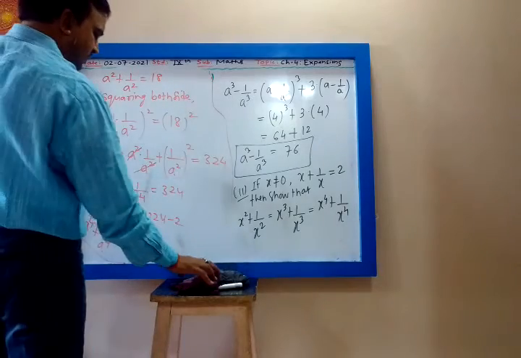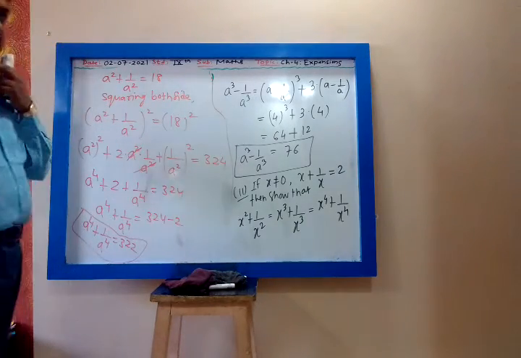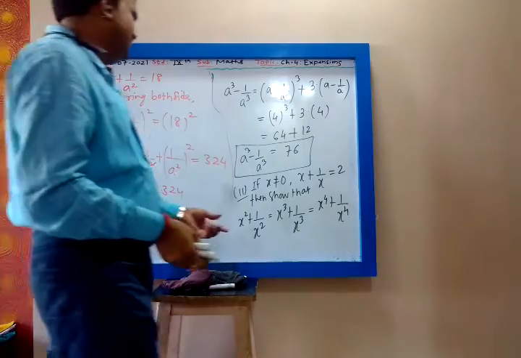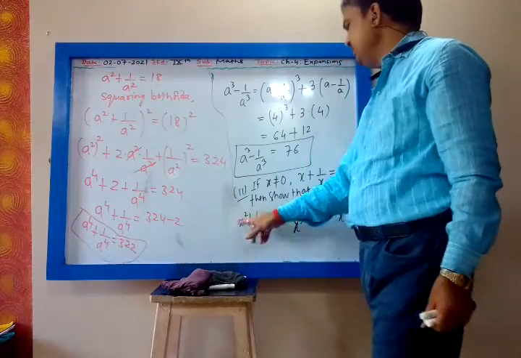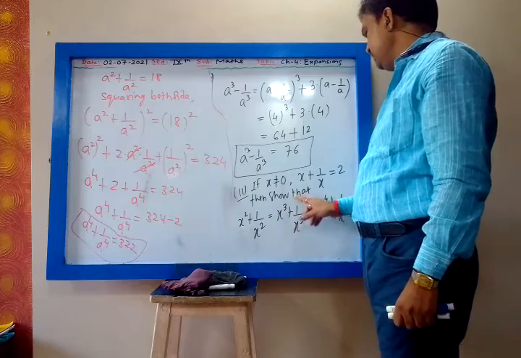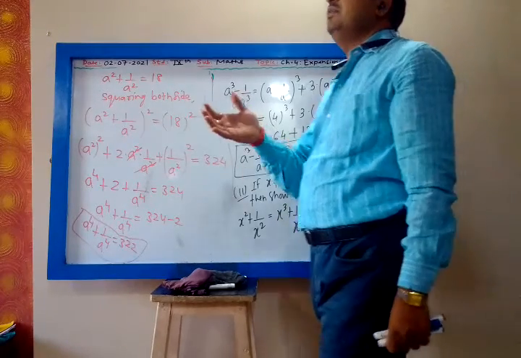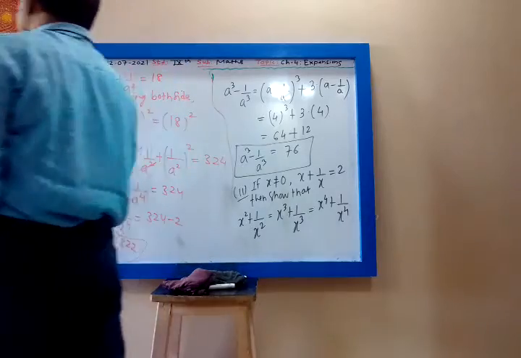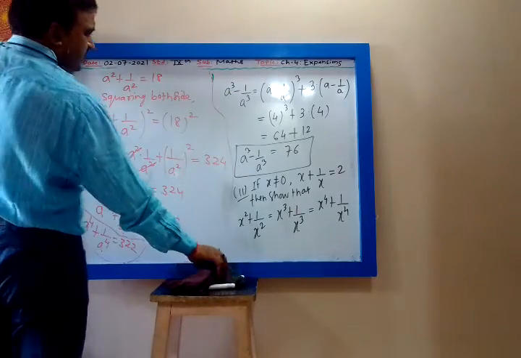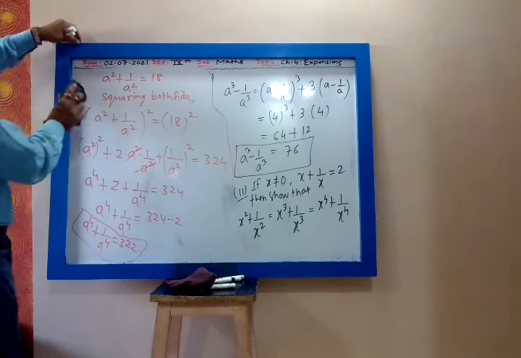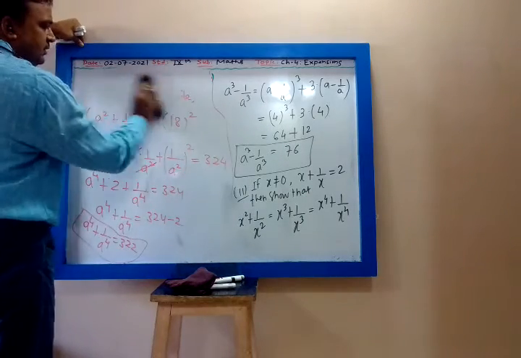Let me solve this. First, see, you find x square plus 1 upon x square, you find x cube plus 1 upon x cube, x raised to 4 plus 1 upon x raised to 4. Then you show that all three have the same values. If all three have the same values, means they are equal. Correct.